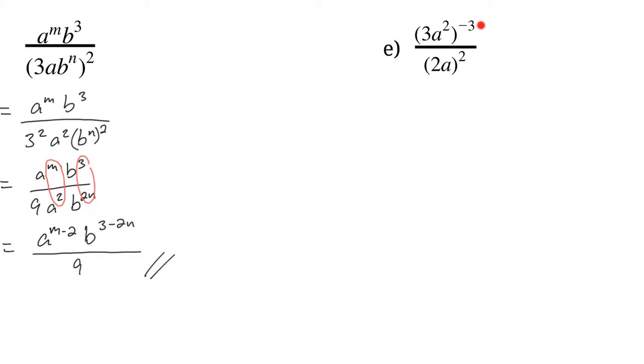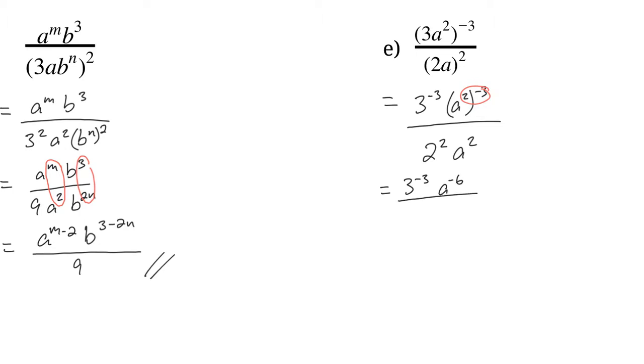Here's the next question, and we can start applying those exponents on the outside of the brackets to everything on the inside. So this will just become 3 to the power of negative 3 and a squared to the power of negative 3. And in our denominator, we have 2 squared times a squared. And let's continue by getting rid of those brackets in the numerator, so we can just multiply those exponents. So this will become 3 to the power of negative 3, I'm going to keep that the same, a to the power of negative 6, and that's over 2 to the power of 2 times a to the power of 2.